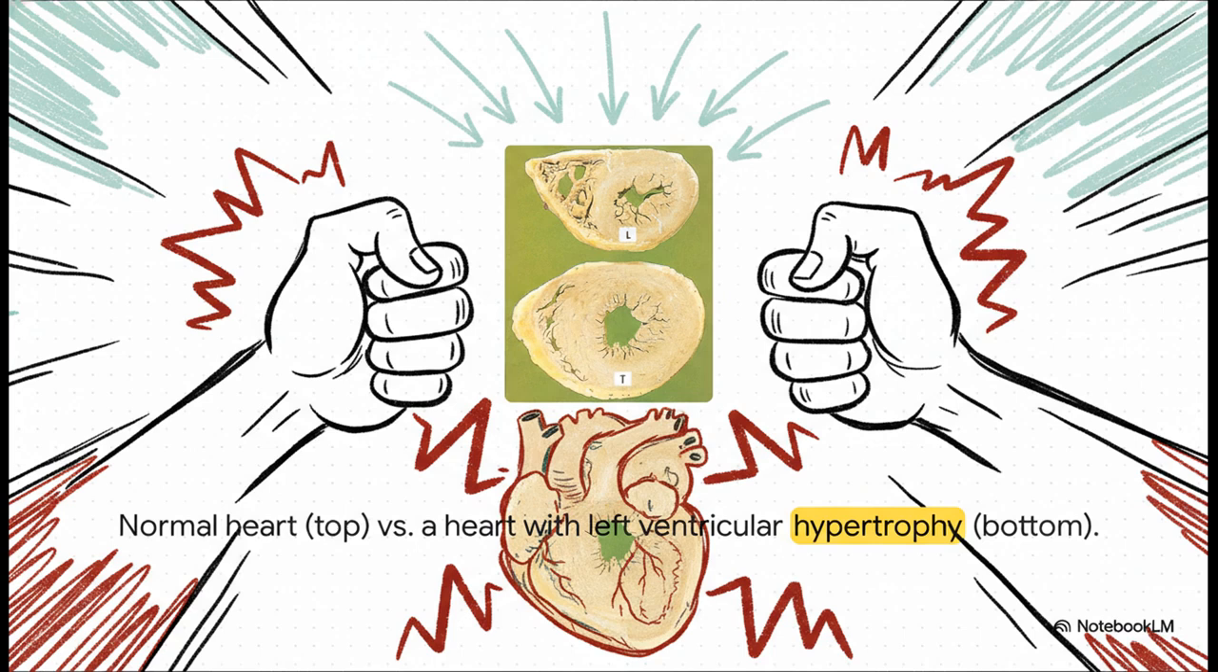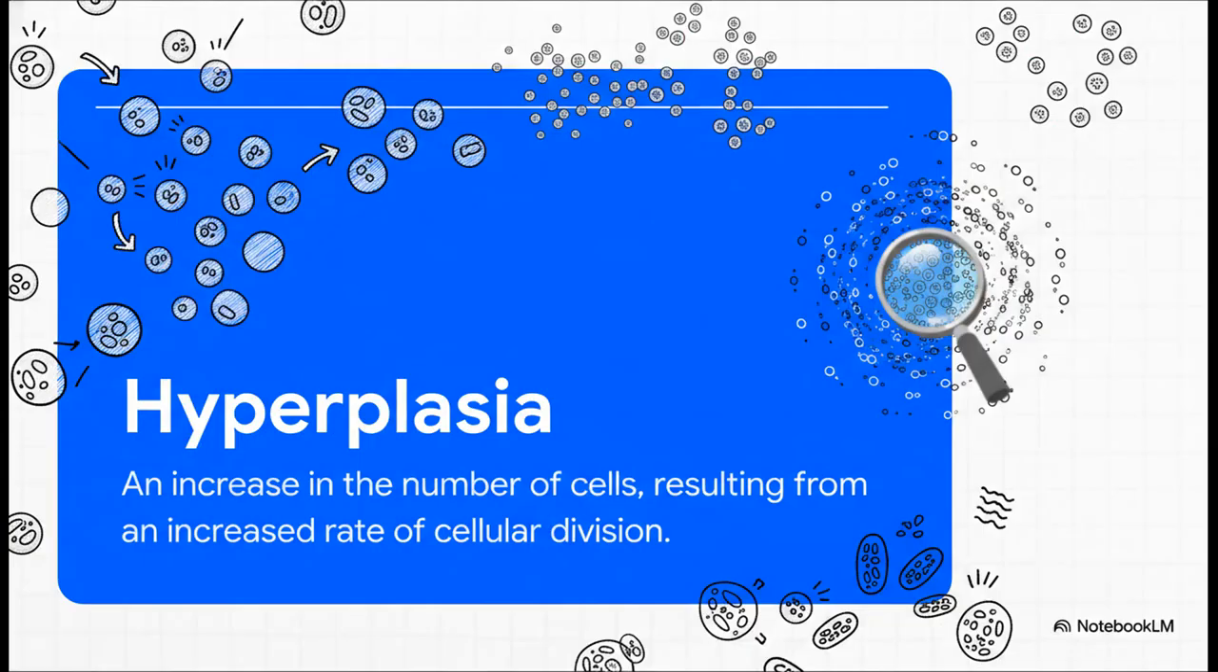But this adaptation comes at a huge cost. That thicker muscle is stiffer, it's less efficient, and it needs way more oxygen, which can eventually lead straight to heart failure. Then we've got hyperplasia. This one isn't about size, it's all about numbers. The cells respond to some kind of trigger by dividing and multiplying, essentially creating more soldiers to handle the job.